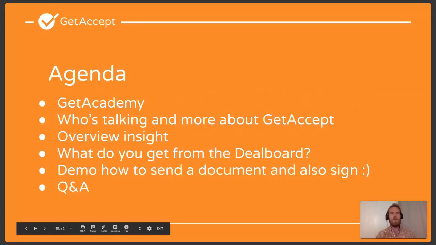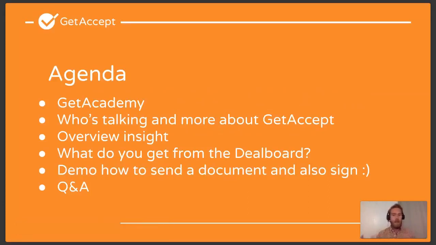The agenda: we're going to talk about Get Academy, what that is, and then about GetAccept, going through the overview insight in the platform, what you get from the deal board, and how you send the document and get it signed by the customer. At the end, we have a Q&A. There is a chat in this webinar, so write your question and I will answer them in the Q&A session at the end.